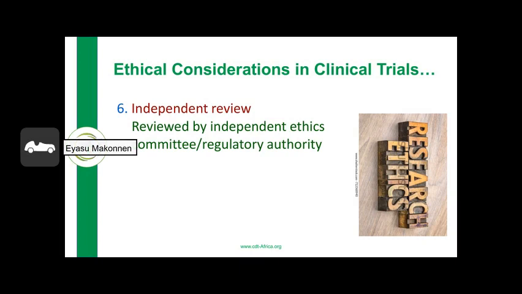Every clinical trial has to be reviewed by an independent ethics committee. If it involves a product, one has to get authorization from a regulatory authority as well.